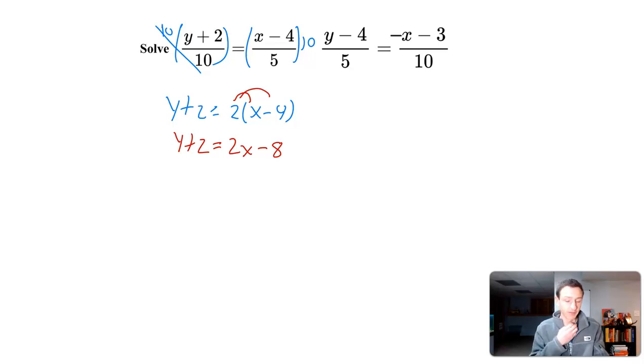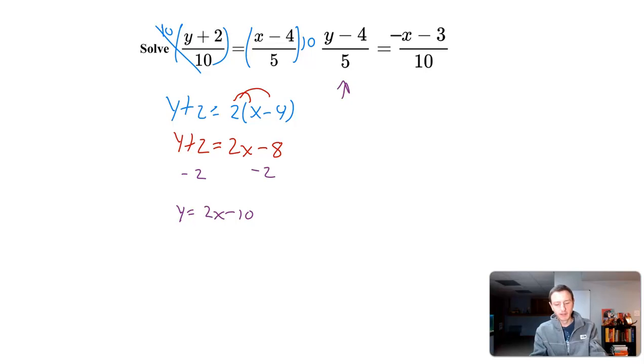You want to see if you get to a spot where things are falling into place, and right now they are, because I could just subtract 2 from both sides. So now I have y is equal to 2x - 10. I think my most straightforward route then is to substitute that y into here.